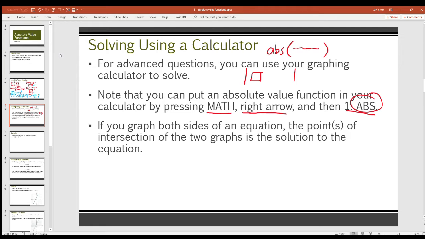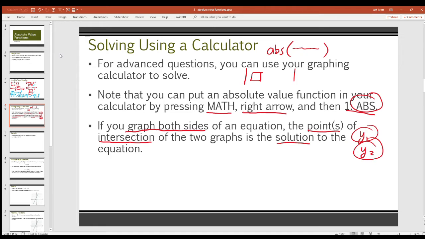So how we can solve absolute value equations, where you have an absolute value equal to something else, is you can actually graph both sides of the equation into your graphing calculator. So put it into y1 and put the other part into y2. Now the points of intersection of the two graphs is your solution to your absolute value equation. So make sure that when you plug in the left side into y1 and the right side into y2, when you check your actual graph and find the points of intersection, those points are your solutions.